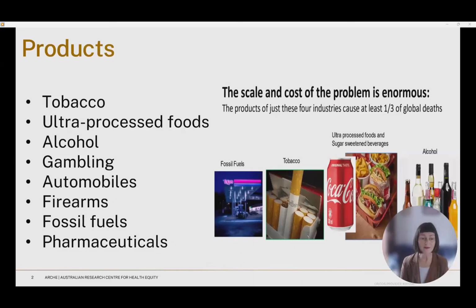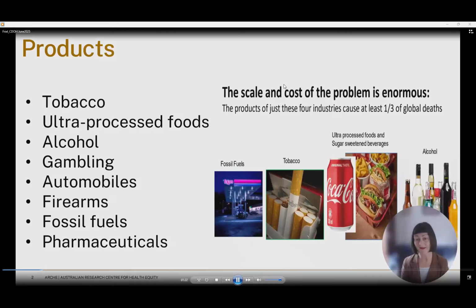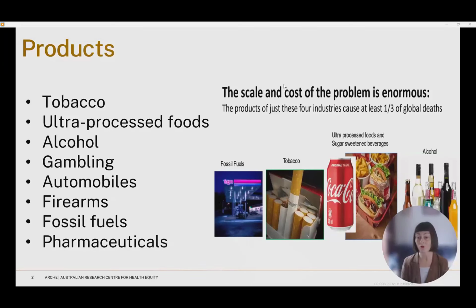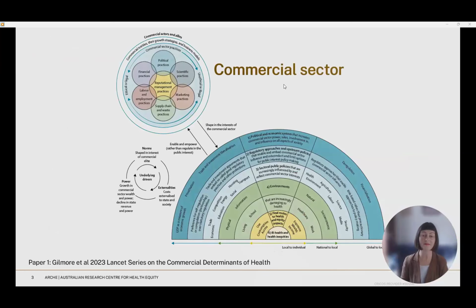So the gambling industry, the automobile industry, firearms, pharmaceuticals, and of course, there are many more. So if we think about global health and some of the factors that contribute to health and health inequities, it is really important that we understand, we study, and we act on the products and the practices of these different commercial actors across a whole range of industries.